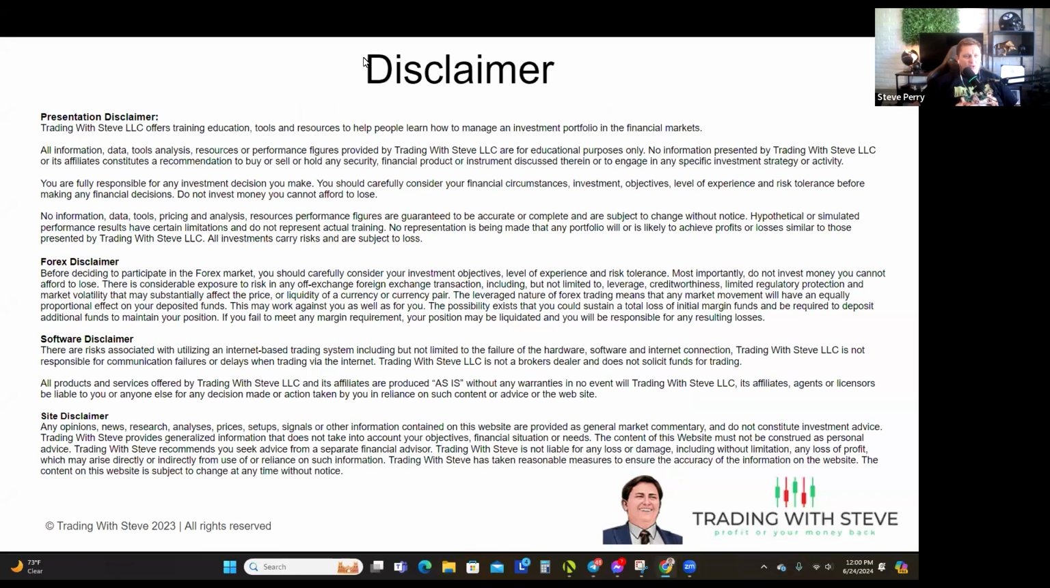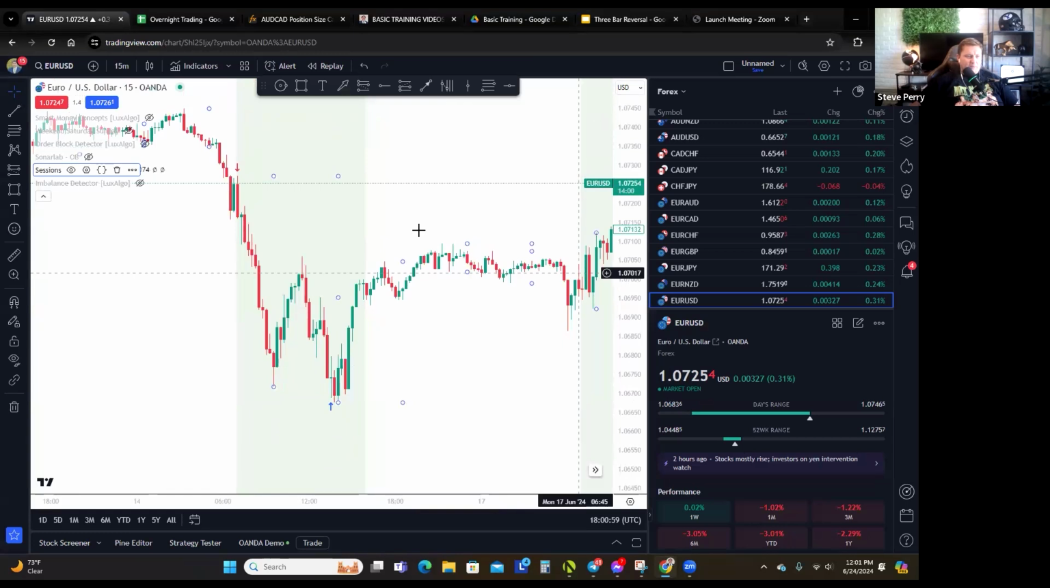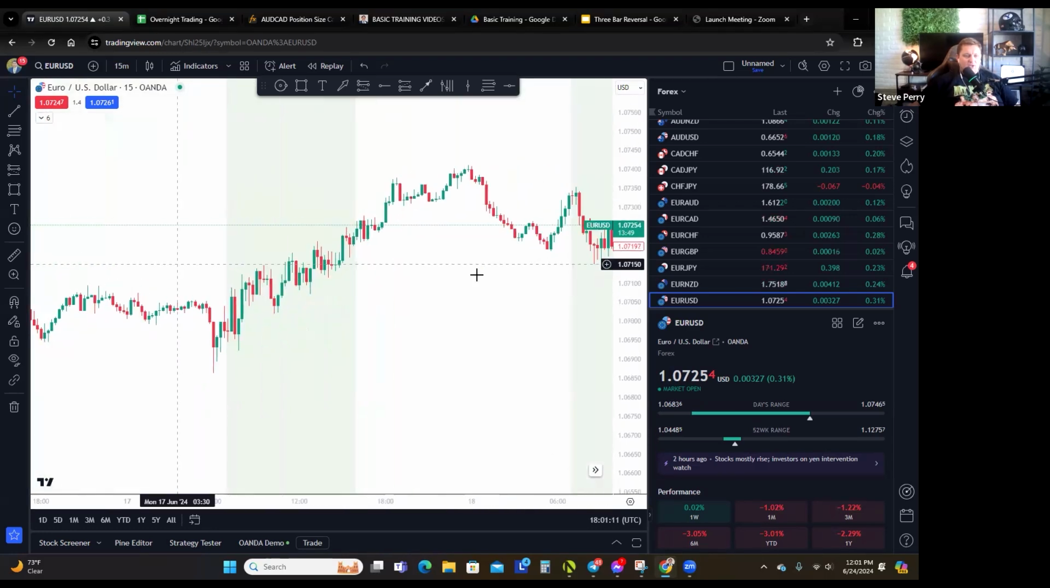All right, guys, so let's go over the three-bar reversal strategy. It's a pretty simple thing. I don't know how long we'll need. Maybe we'll make this as short as 15 minutes. We'll go as long as 45 minutes, just depends on how many people have questions and things like that. So let's just go over the basics of it.